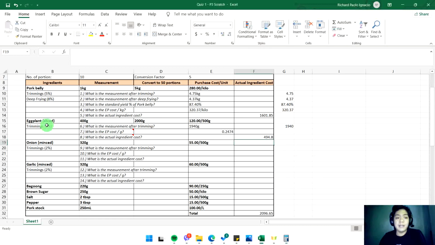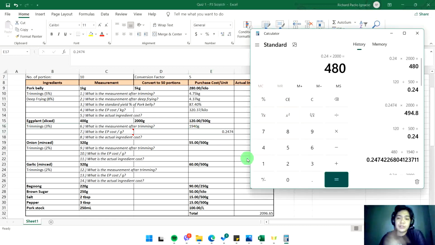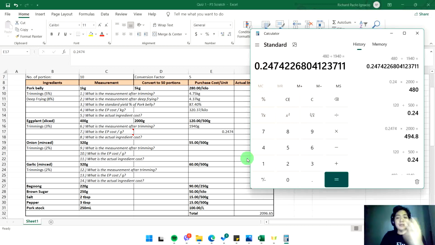Pero, since we have a trimming of 3%, since hindi naman lahat ng 2,000 grams ng eggplant ay magagamit natin, we have to get the edible portion cost. And ginawa natin yon by, of course, the usual way natin, divided by the EP weight, which is 1,940. And then we have now the EP cost per gram, yung edible portion cost per gram. Yung pwede nating makain na eggplant, yung presyo niya kada gramo. And that is 0.2474, rounded off into 4 decimal places.